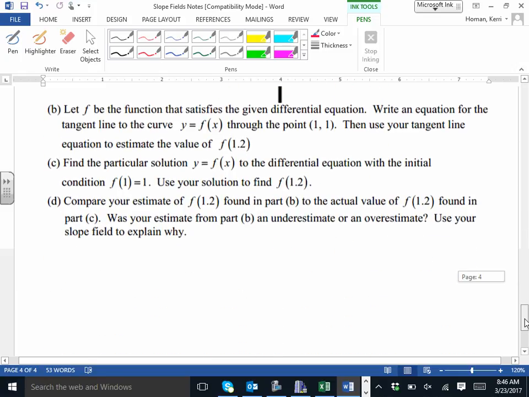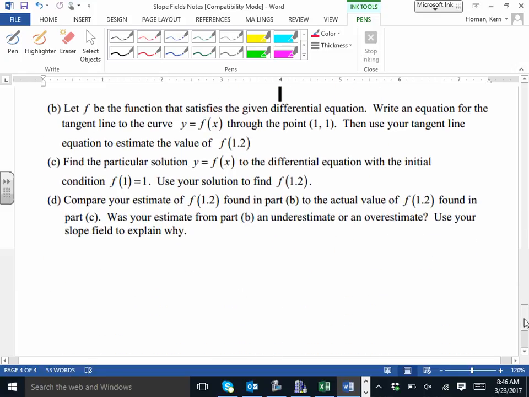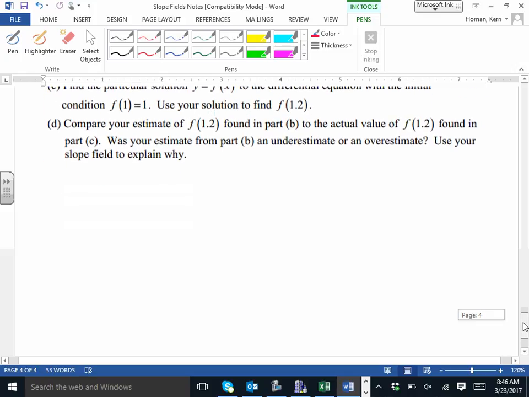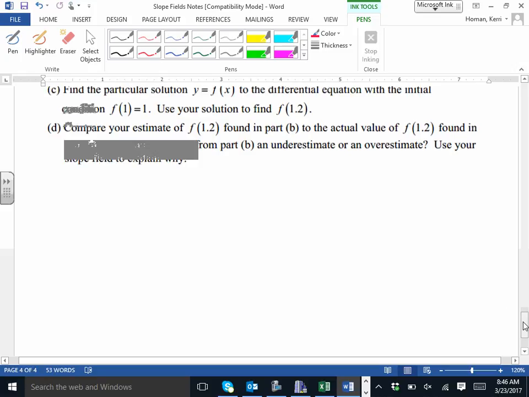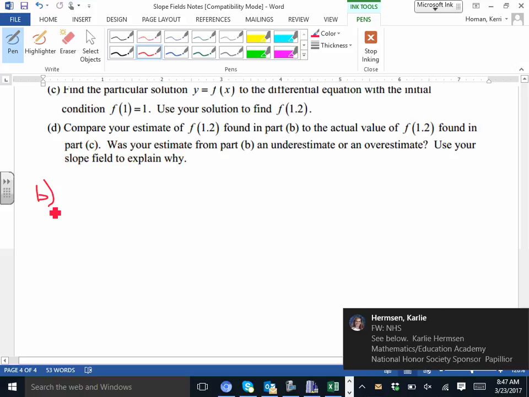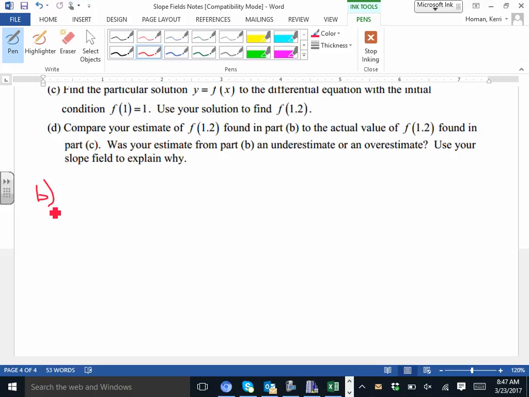to write the equation for the tangent line to the curve through the point 1, 1, and then use it to estimate the value of 1.2. So this is just a tangent line equation. This is like Unit 2 stuff. Okay. So for part B, if we're going to write a tangent line, what do we need? What do we need for a tangent line?